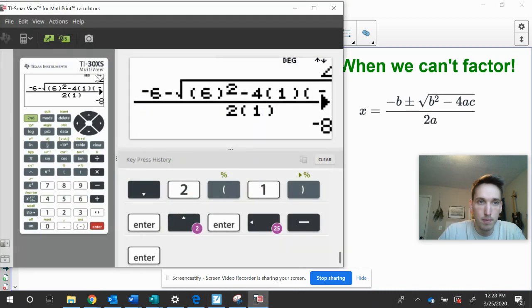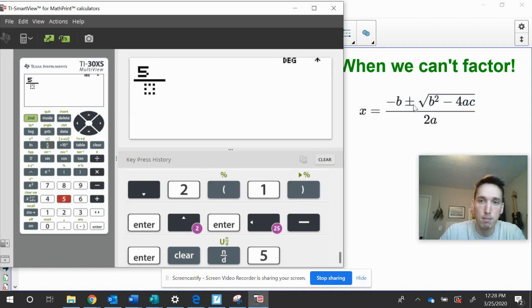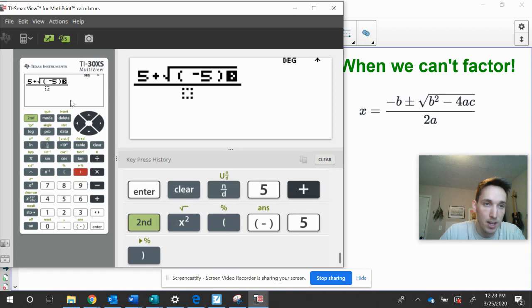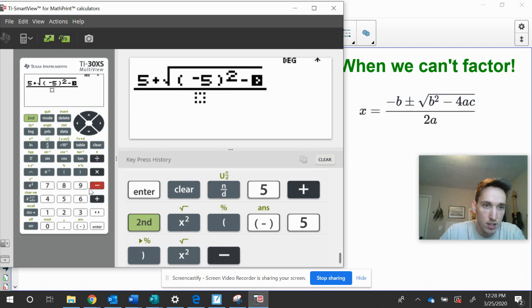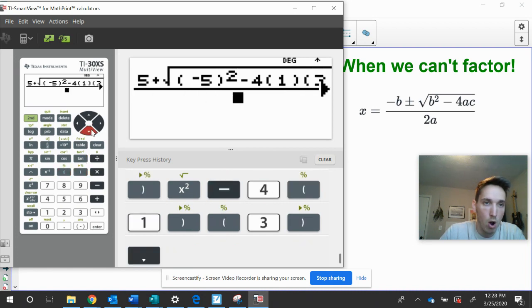Pull that calculator up. So start with your fraction button. Negative B, right? B was -5, so negative B is +5. Again, with the plus and the minus, we got to do those 2 separate times. I'm going to start with the plus, right? The square root of B squared. B is -5, so I have to put -5 in parentheses right here. Y'all see that? Squared minus 4 times A, which is 1, times C, which is +3, right? All over 2 times A, which is 1.